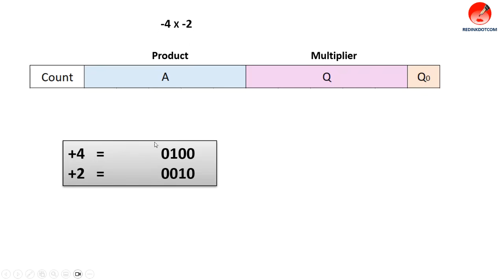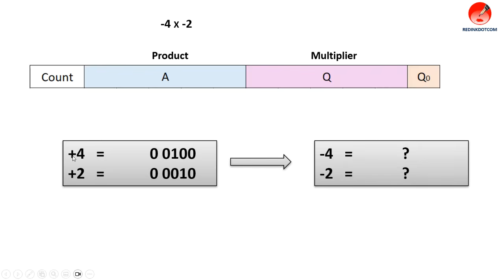For the signed number, I want to include one more bit to represent the correct sign. So 0 means a positive number, 1 means a negative number. These two numbers are positive, so I include 0 here. This bit is called the sign bit. But in our problem, we are going to use -4 and -2. So +4 can be represented as -4 by means of 2's complement. So I am going to find the 2's complement of 4. It is nothing but 11100. So I can write it here.